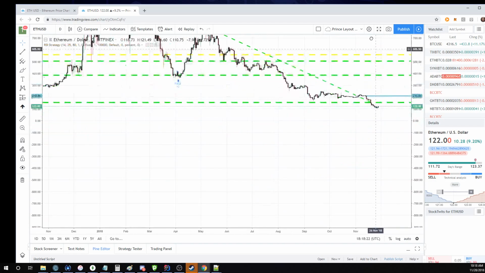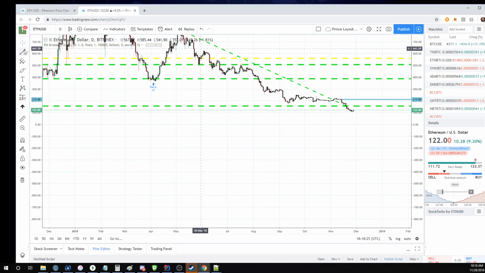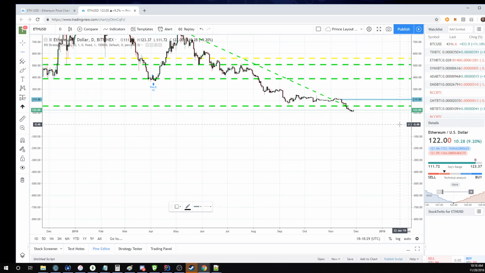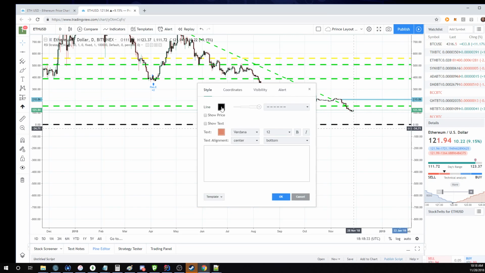Bring in 0 here. Let's go ahead and paint 0. Yeah. There it is right there. Death Valley.